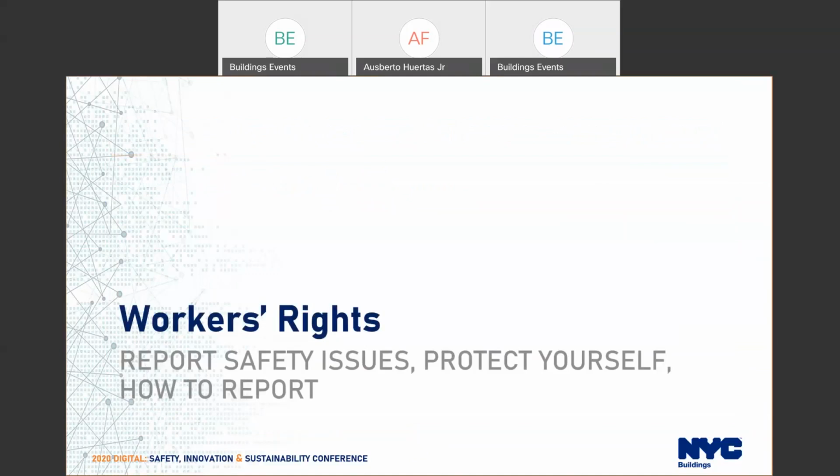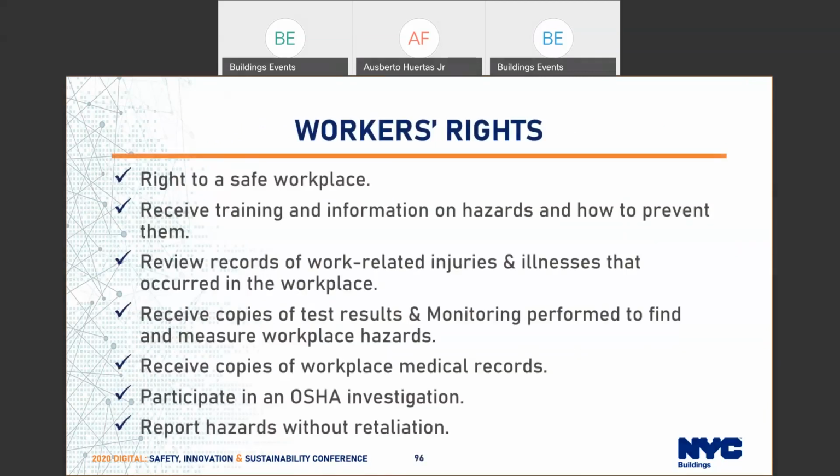Workers' rights. We will touch on reporting safety issues, how to protect yourself, and how to report any incidents. First and foremost, workers have the right to a safe workplace. In order to ensure worker safety, workers have the right to receive training and information on hazards and how to prevent them. Workers have the right to review records of work-related injuries and illnesses that occur in the workplace and receive copies of any test results, and copies of the monitoring performed to find and measure workplace hazards.